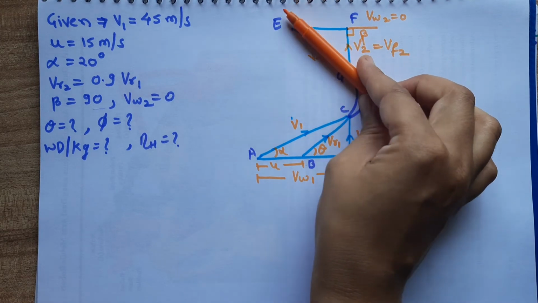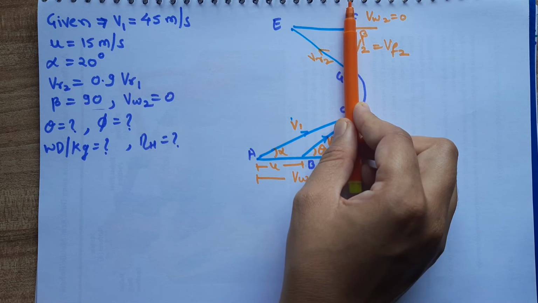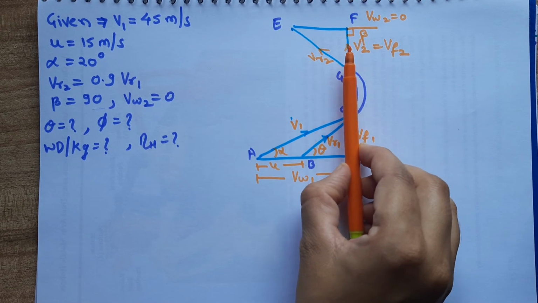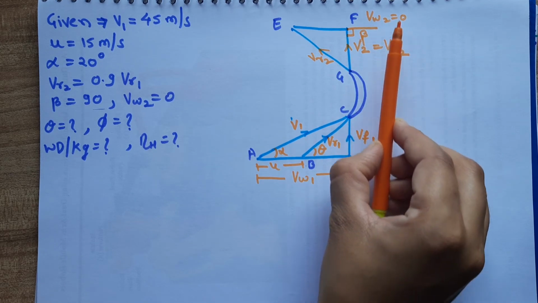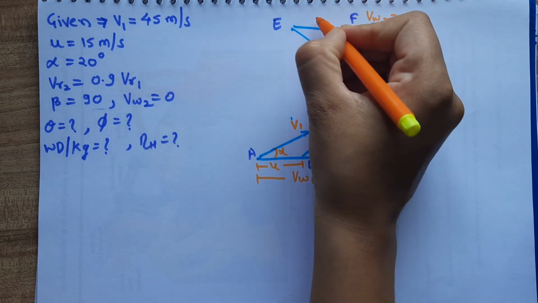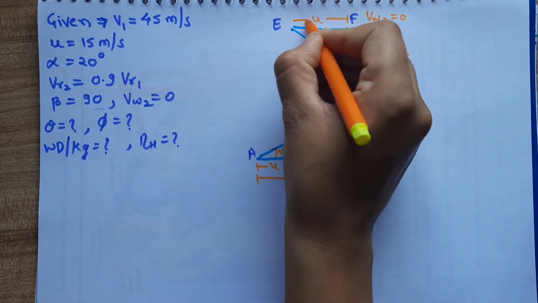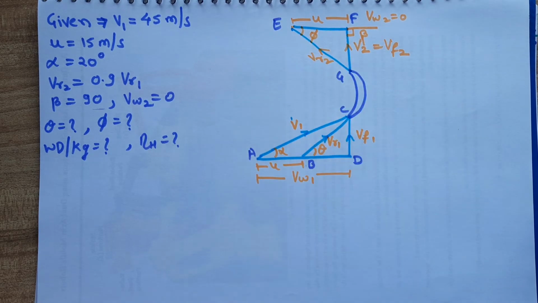We normally draw V2 like this, but here now what is happening? It is normal, that is beta equal to 90 degree. That means it is going to coincide with VF2, and when it is going to coincide with VF2, VW2 will become 0, and this one is the U. This angle is phi. So this is how the velocity triangle will come for this question. Now let's solve.